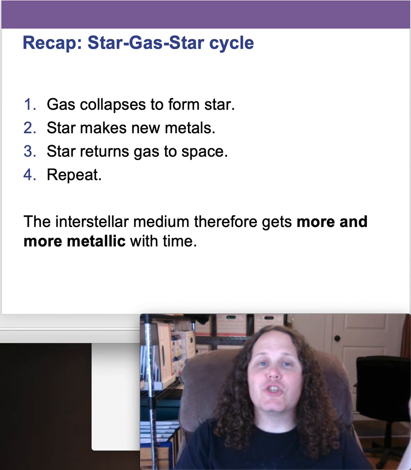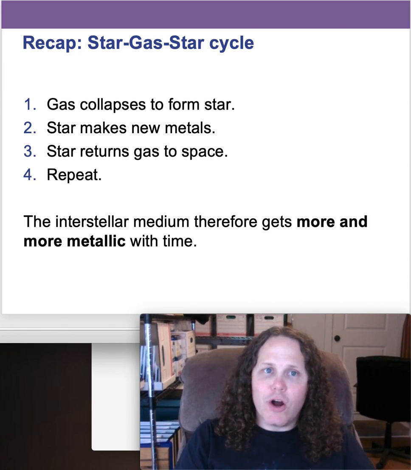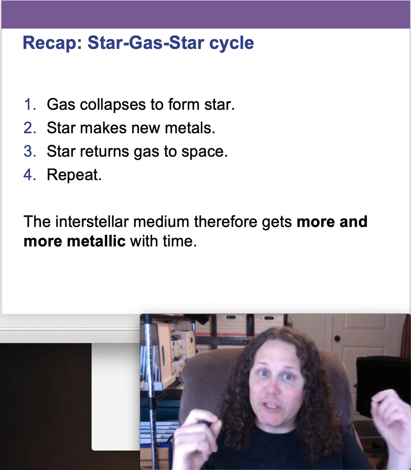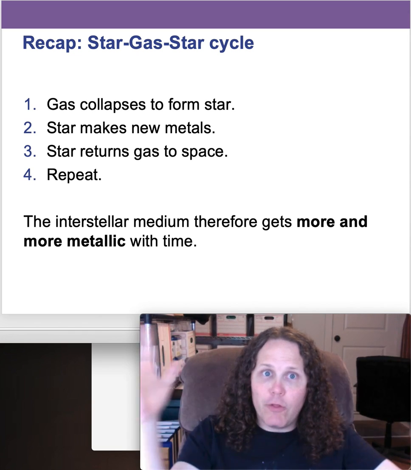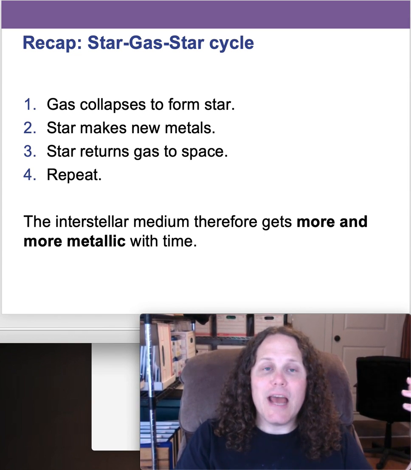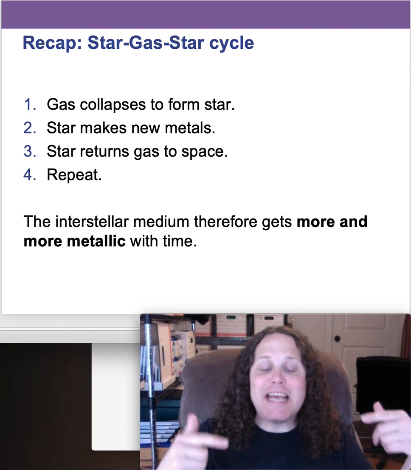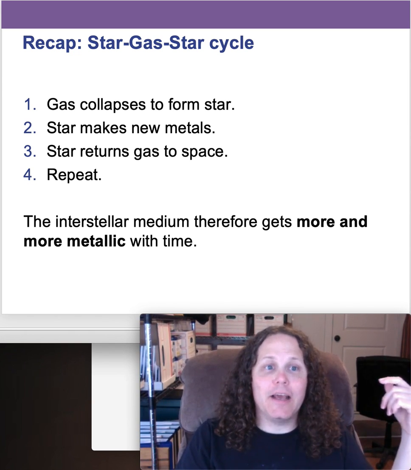So to recap, the star-gas-star cycle. Gas collapses to form stars. Nuclear fusion in the stars makes new metals, then the stars expel those metals back into space through stellar wind, planetary nebulae, and supernova. The net result is that the galaxy gets more and more metallic with time.